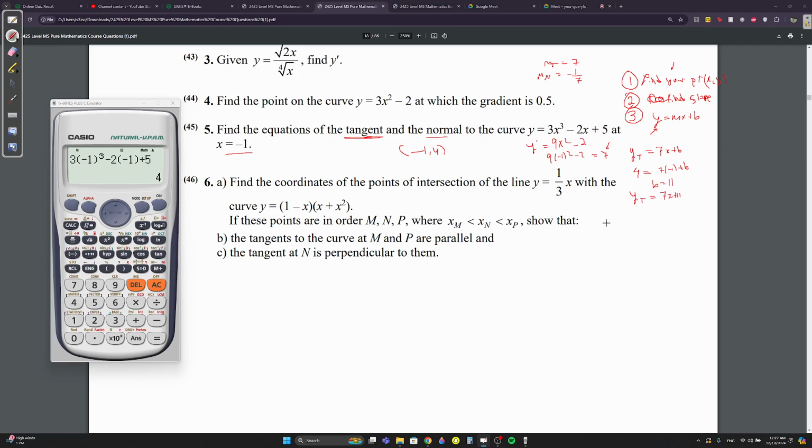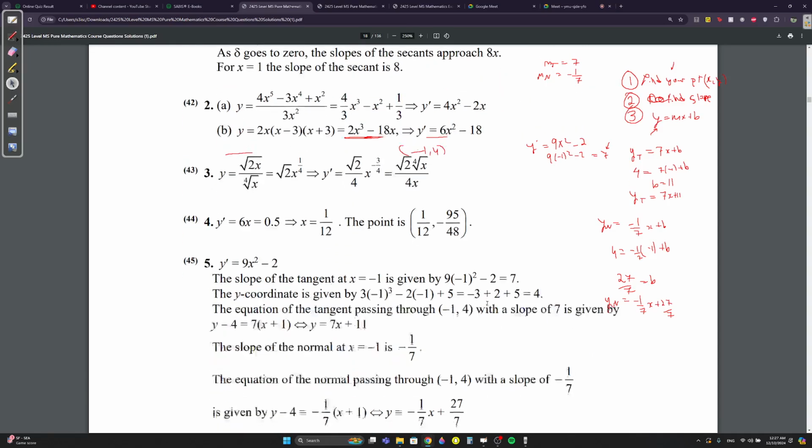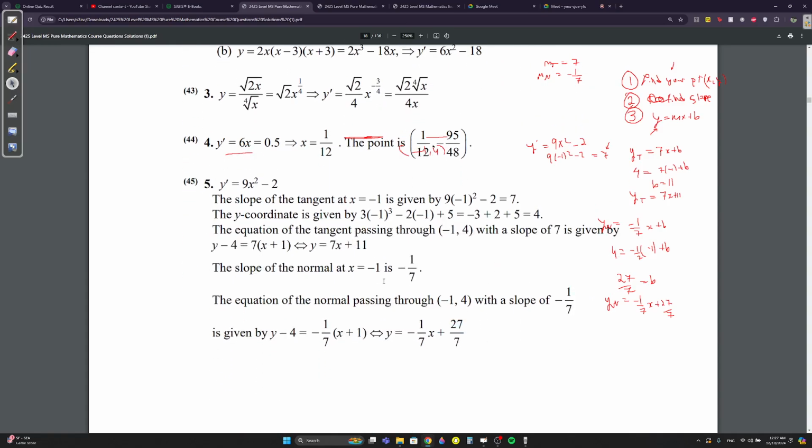But they said normal also. So we need to find y of normal equals the slope -1/7 x plus b. Again, substitute 4 equals -1/7 times -1 plus b. So you're going to get 4 minus 1/7, 27/7 is equal to b. So that means y of the normal is equal to -1/7 x plus 27/7. The tangent is 7x plus 11.